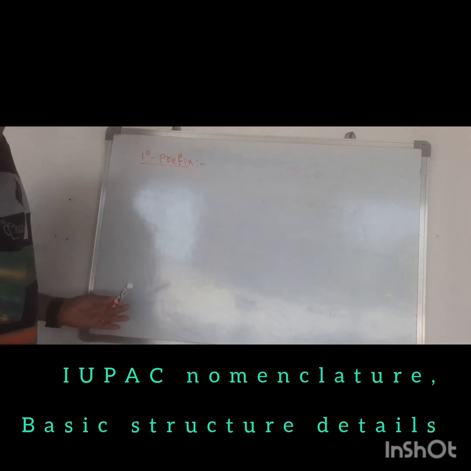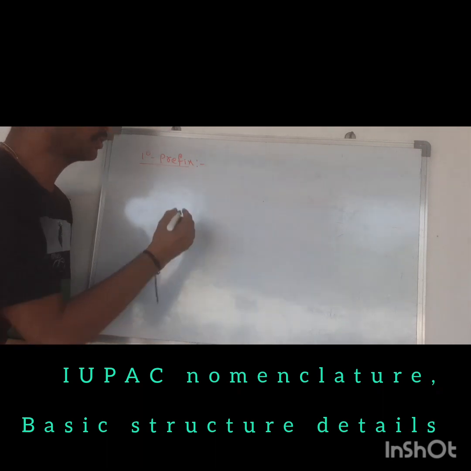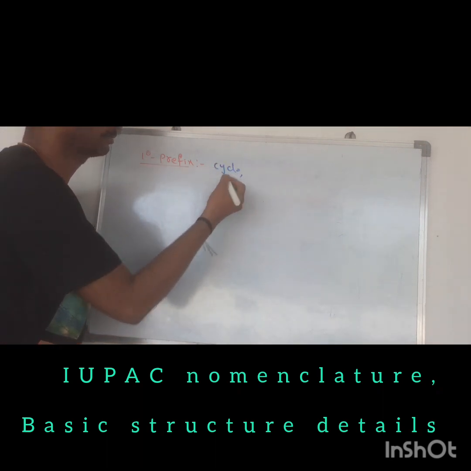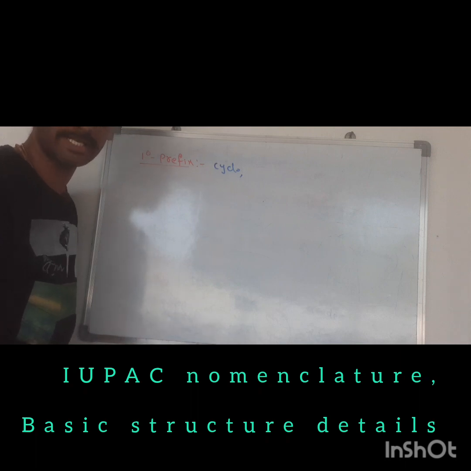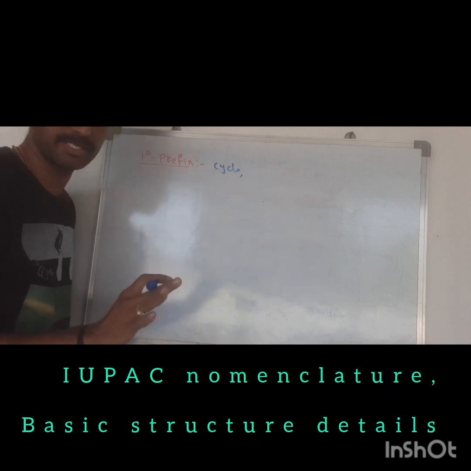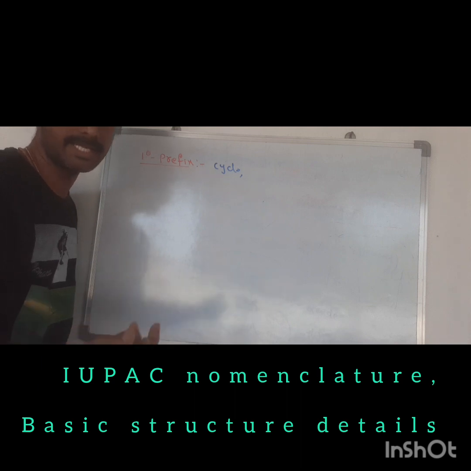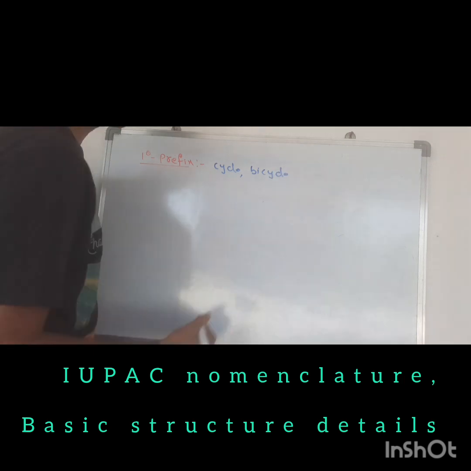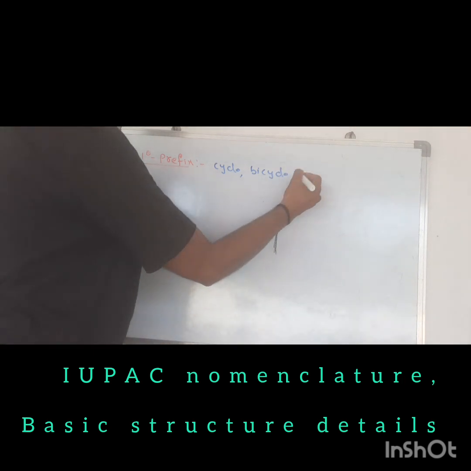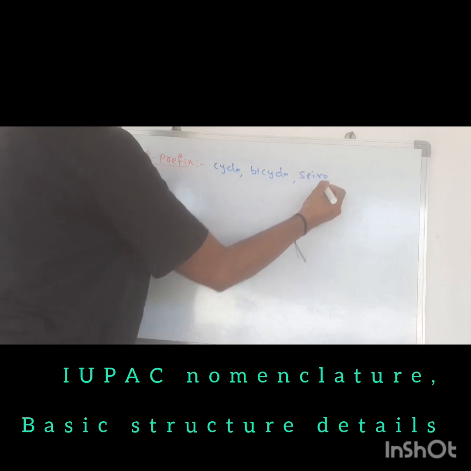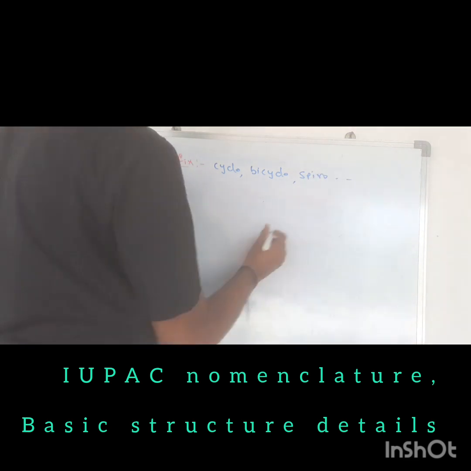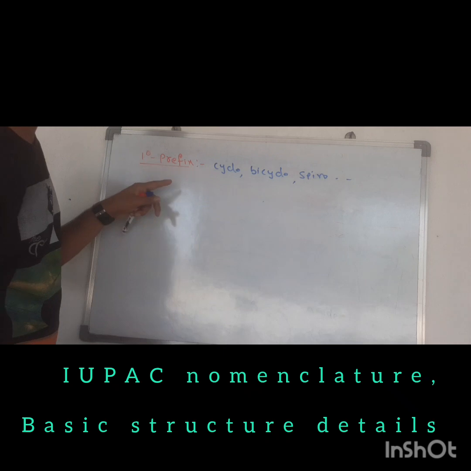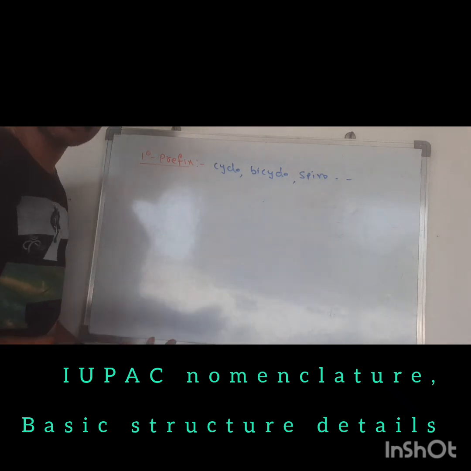The primary prefix tells whether the given compound is a cyclic compound or a normal non-cyclic compound, meaning an open chain compound. For open chain compounds there is no specific prefix. Primary prefix is only used for alicyclic compounds. Alicyclic compounds means cyclic compounds, and some are bicyclic compounds. Bicyclic compound means two cycles are combined. Next, even for spiro compounds. Spiro compounds mean fused ring compounds. This type of compound only requires a primary prefix.